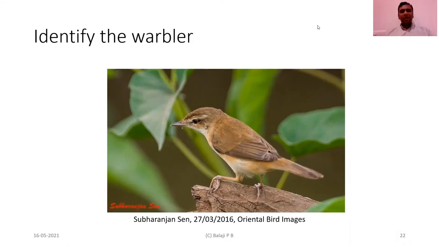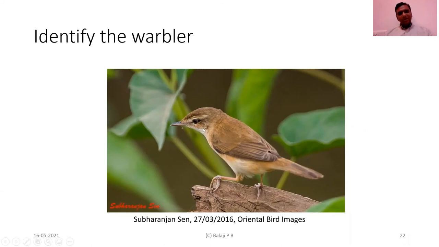Sykes's. Why do you think it's a Sykes's? Pale outer feathers, supercilium extending beyond the eye. Okay. Not too sure about the bill. Okay.